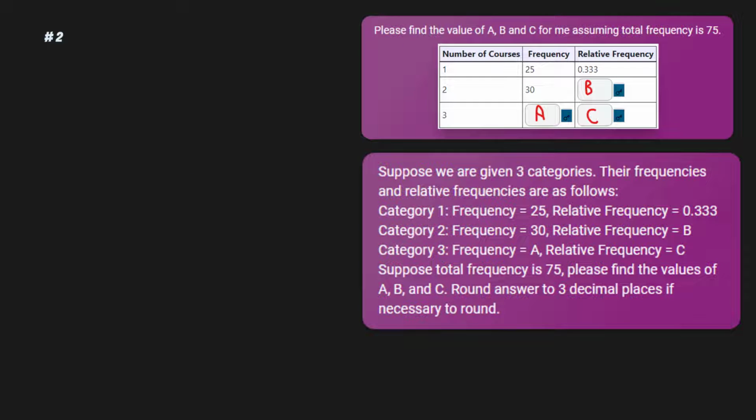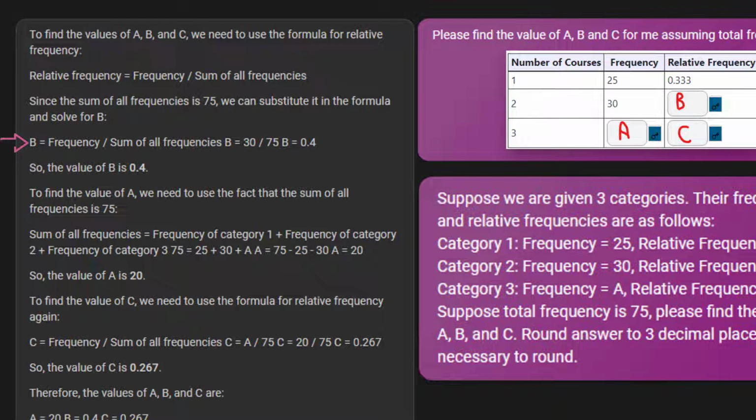Then I decided to narrate the problem using text as seen here. I gave the frequencies and the relative frequencies for each class. Suppose total frequency is 75, I asked it to find A, B, and C and to round answers to 3 decimal places if necessary. Then it started by calculating B using 30/75 here, which is correct. It then calculated A by subtracting 25 and 30 from 75 to get 20, which is also correct. It correctly calculated C as well and rounded to 3 decimal places as instructed.